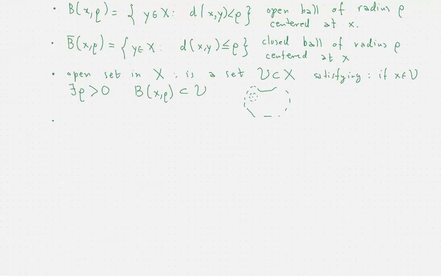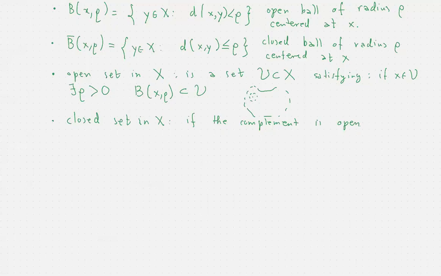And a set is closed if the complement is open. So that means that there is space to move around in the complement of that set. I remind you that the complement is the set of points that do not belong to our set.